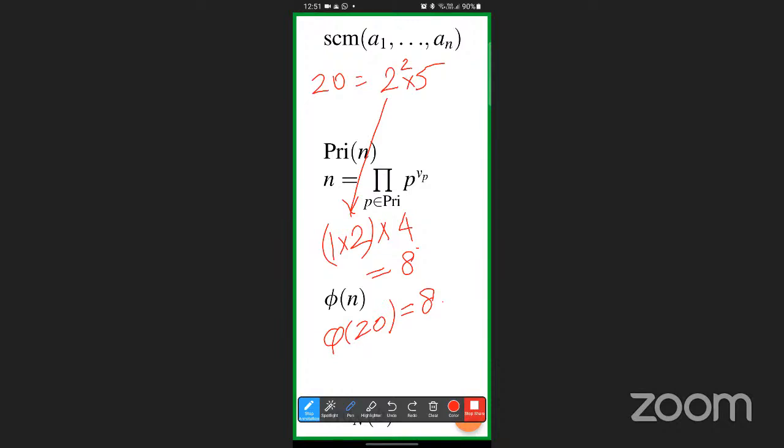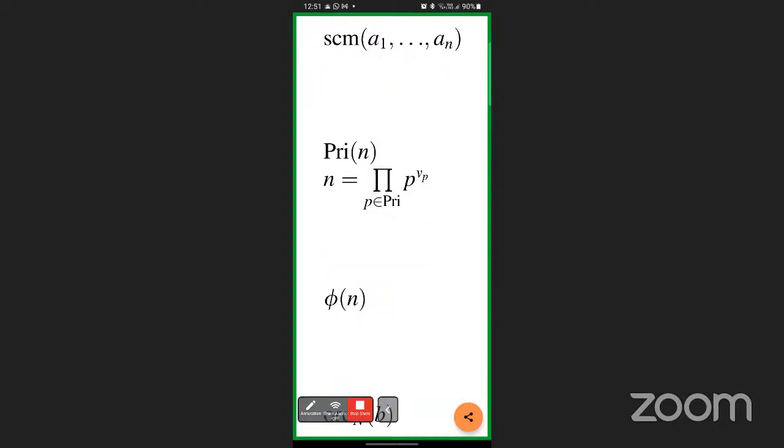Let's take a bigger figure, say 48. Or is it clear? Yes, sir. It's clear. Okay.